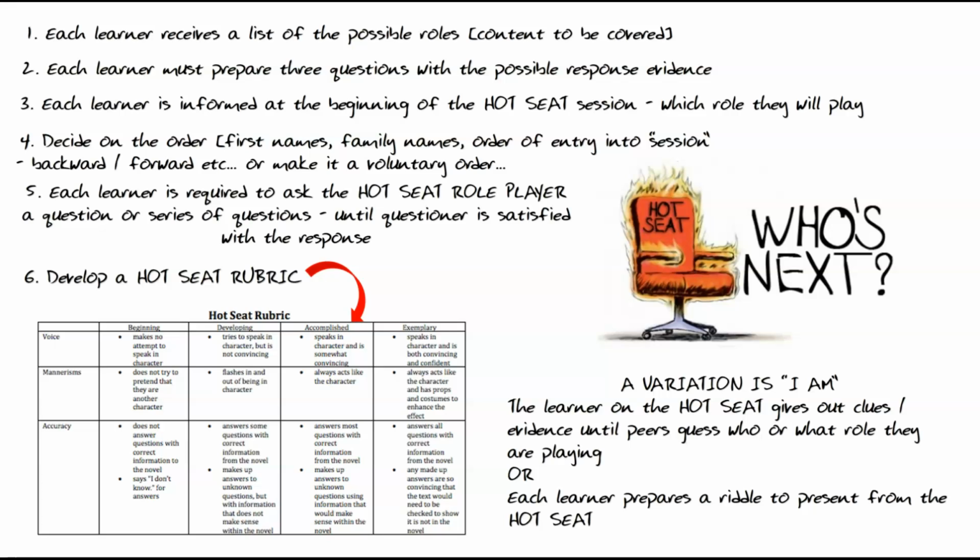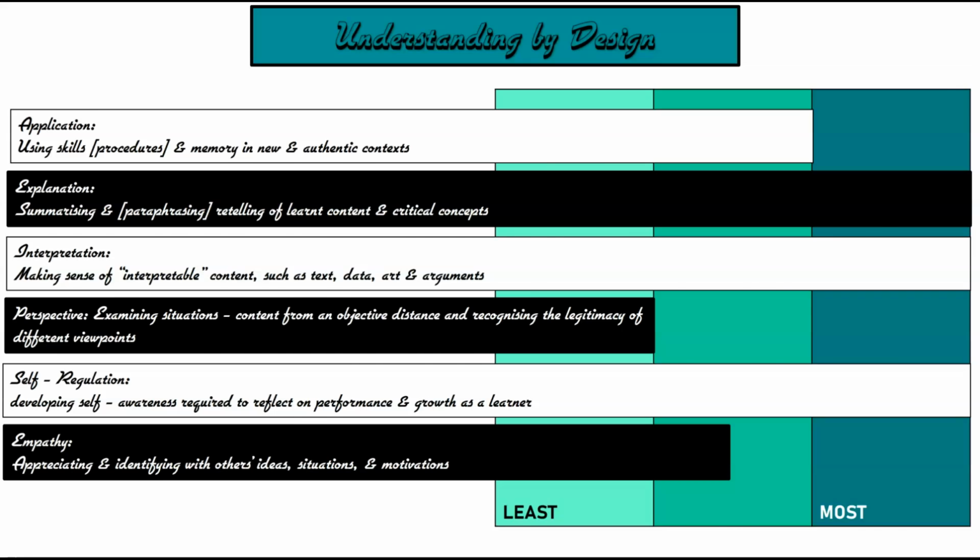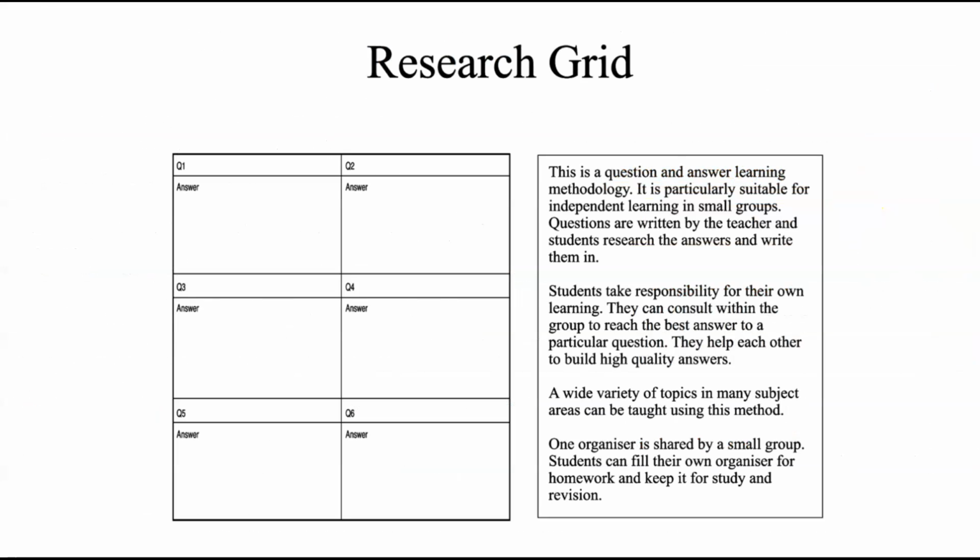They must prepare at least 3 questions with possible responses and evidence. Each learner is informed at the beginning of the hot seat session which role they will play. Decide on the order, first names, order of entry, and then each learner is required to ask the person in the hot seat. A hot seat rubric is a good idea, and I've put in some examples. And here's some exemplars.